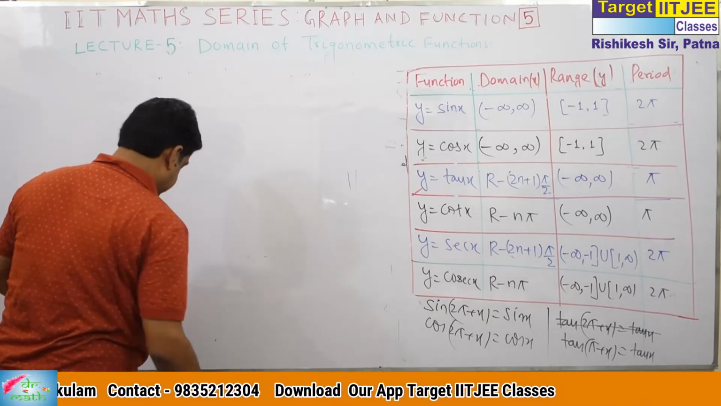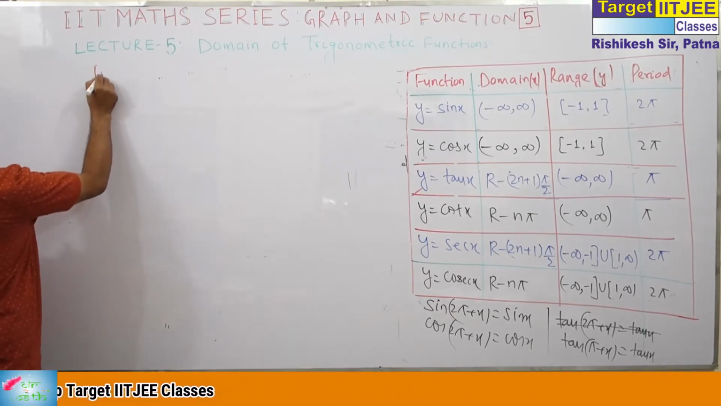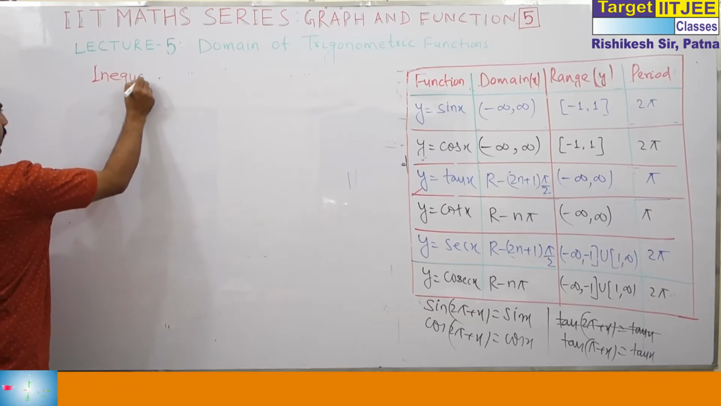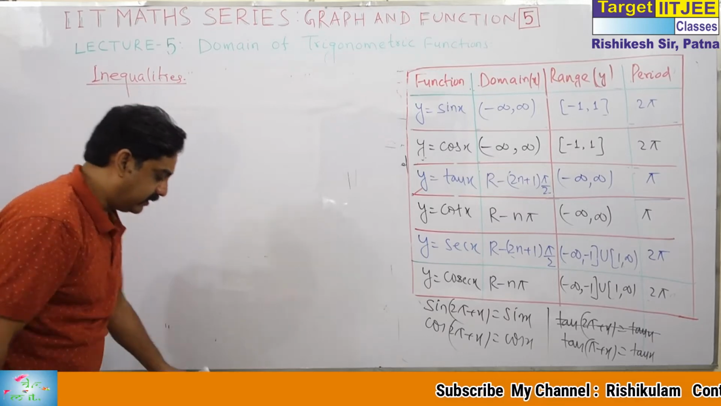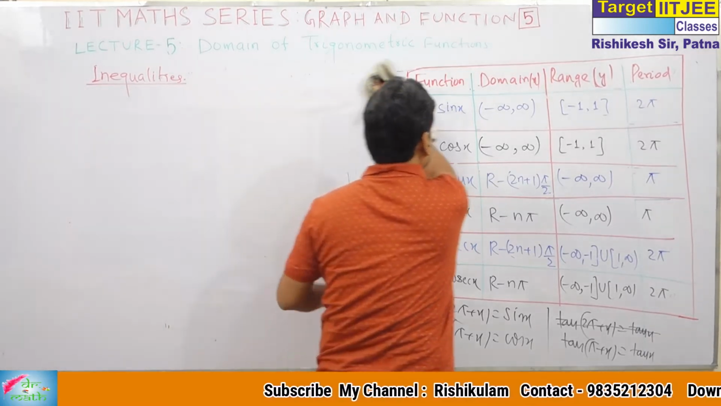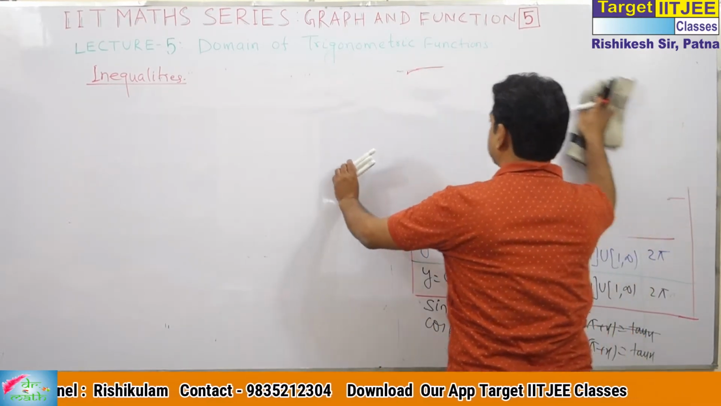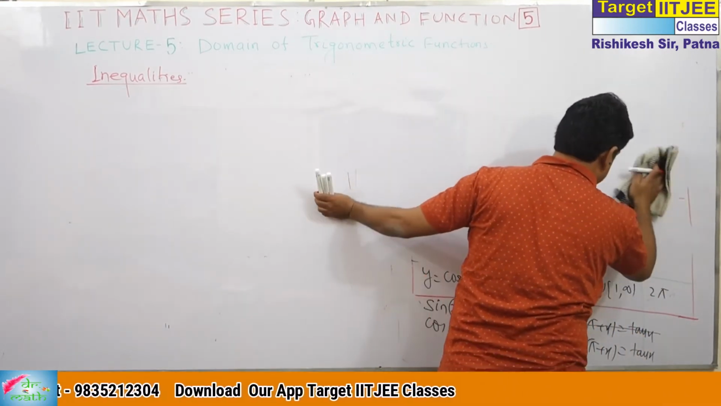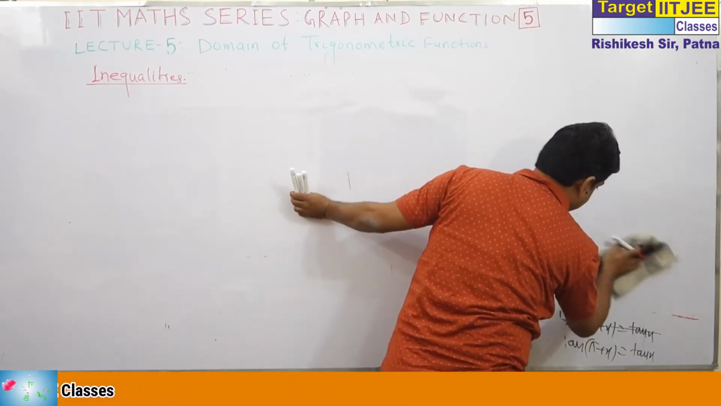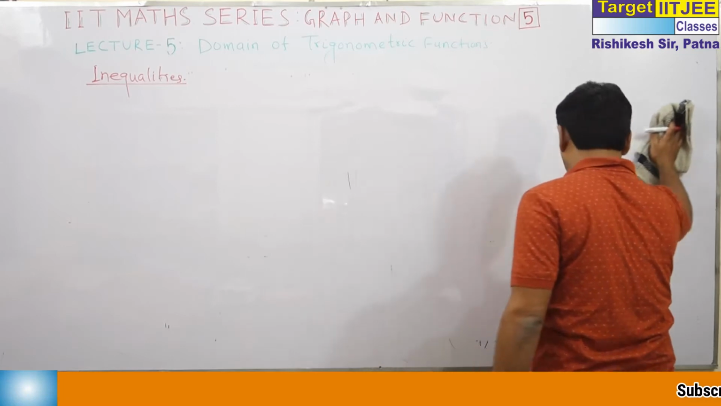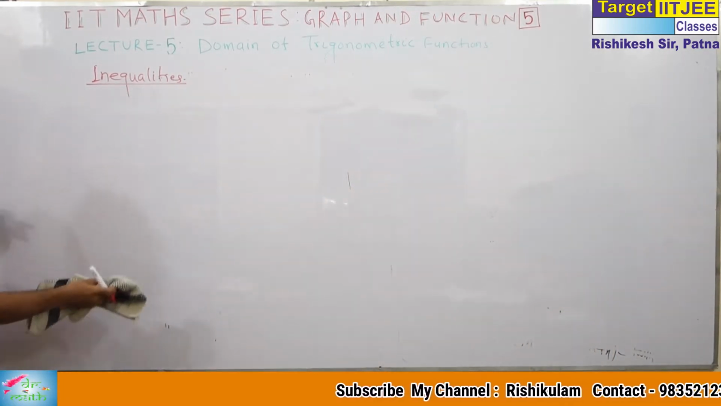Now come to inequalities. Trigonometric inequalities. I think these are not needed now, let me erase this one. You must try to keep domain, range, graph and period together. The concept of domain, range, graph and period must be kept together in mind.